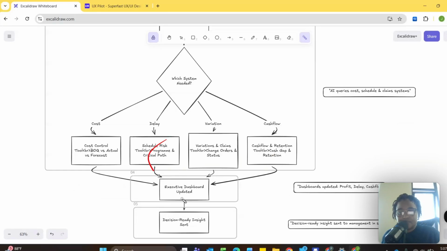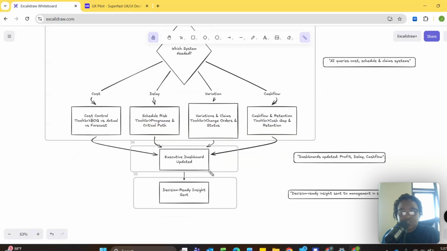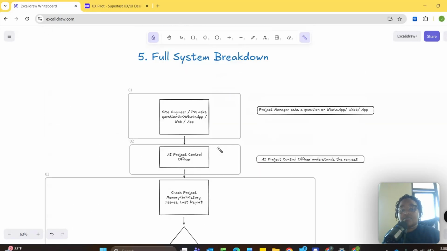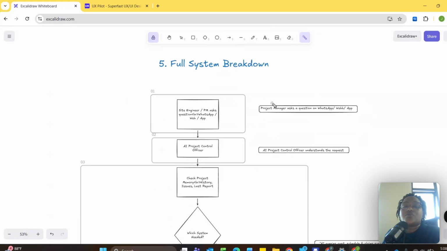With that in place, the dashboard is then updated with profit, delay, and cash flow, and a decision-ready insight is sent to management in seconds. With this overall flow explanation, it's important so that you can visualize the system that's going to be needed. Sometimes it can even lead to further discussion on the resources later. If you want to see the resources needed to execute the system, it's also a good place to come back to and implement the project. So this full system breakdown is important to the client.